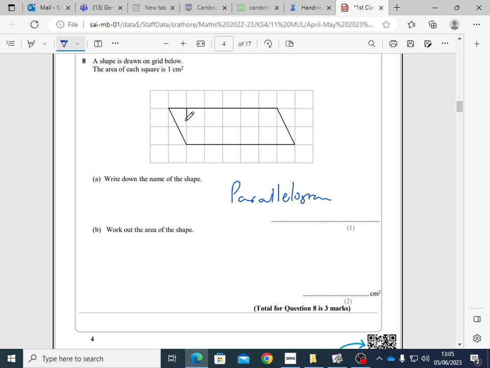Work out the area of the shape. Well, you could just chop that up and put it there. So we've got 2, 4, 6, 8, 10, 12. Job done. We're okay with that? Yeah.